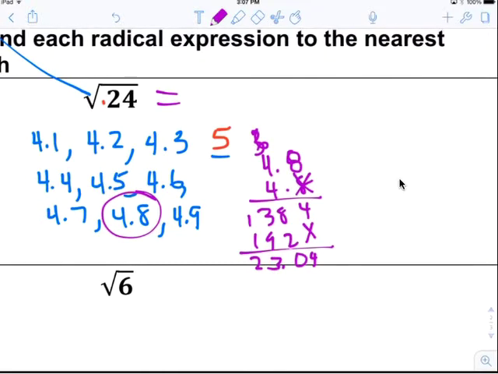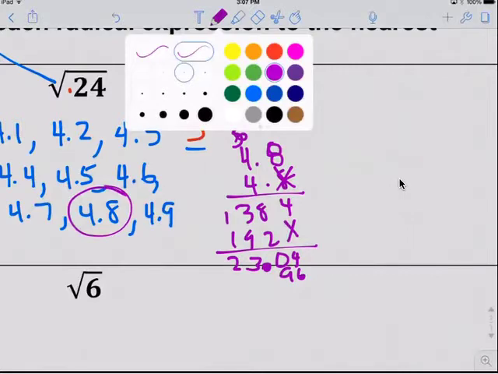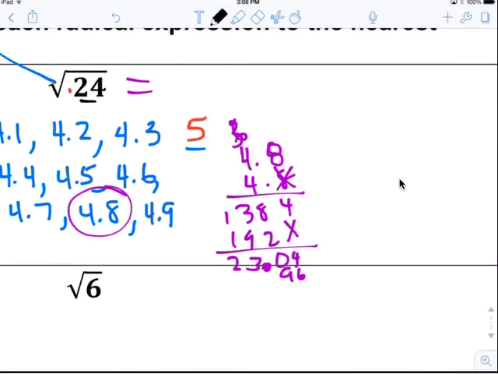23.04. So this is 0.96 away. That's kind of far. Maybe it's 4.9. It's smaller than 24, so do 4.9. 81, carry 8, 36. 36 plus 8 is 44.